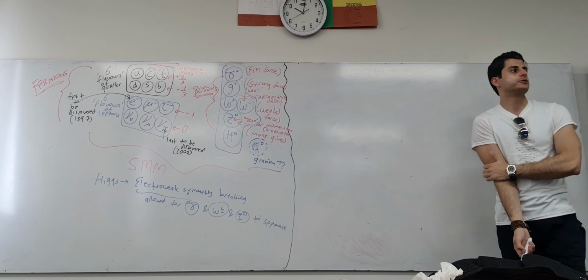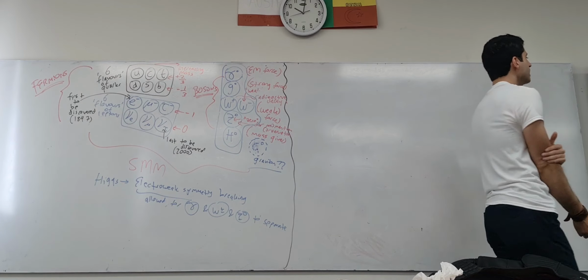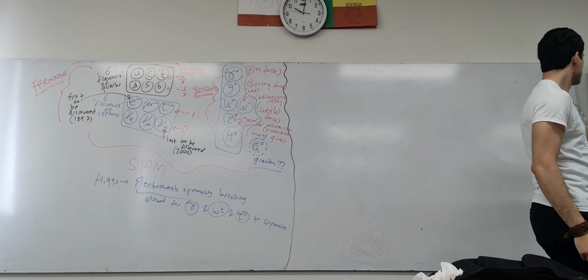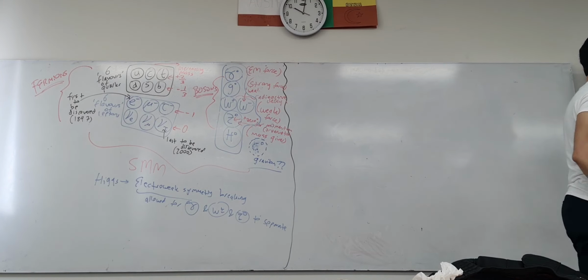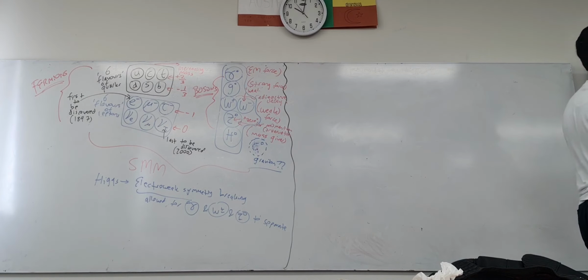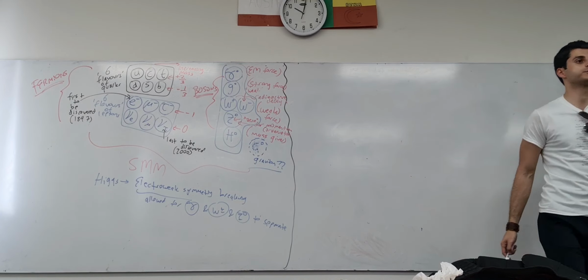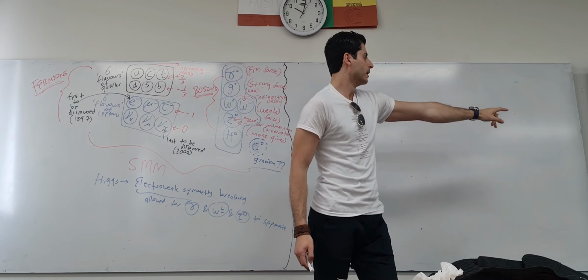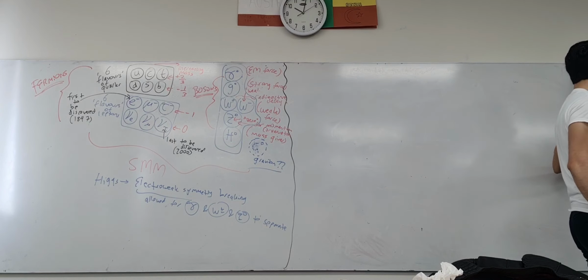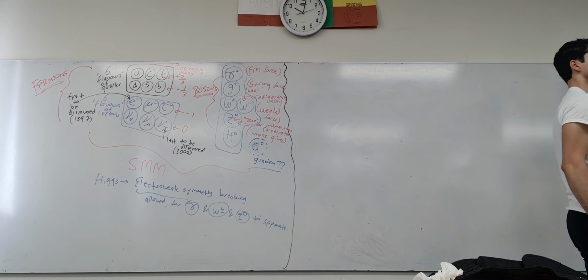Leptons only interact with the weak force. Sorry, leptons interact with electromagnetism and the weak force. Quarks interact with all forces. Leptons: you've got the neutrinos, which only feel the weak force, only radioactive decay. Electron, muon, tau: electromagnetism and the weak force. Higgs: all particles, except for some.